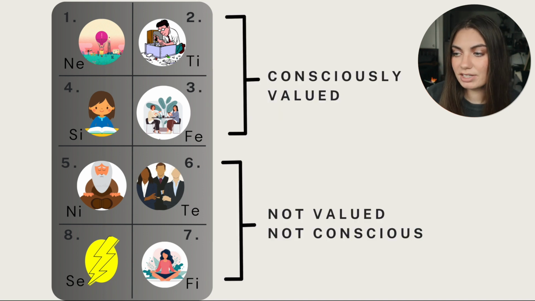So to add some nuance to this, your top 4 functions are conscious to you and you value them. Your bottom 4 functions are not valued and they're not conscious. So your top 4 functions, even though maybe they're not all a strength, you still value these things. Maybe you value them in other people, so you choose a partner who has those traits.